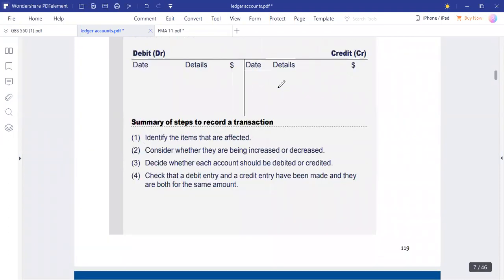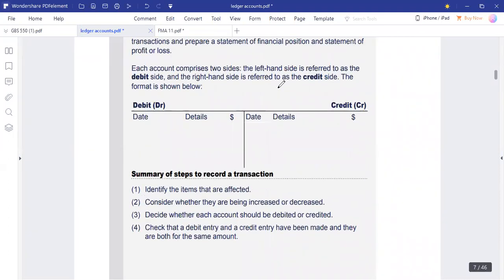So before we go into posting of these accounts, we need to identify what T accounts look like. In layman's language, a T account has the left side and the right side. The left side, we call it the debit. The right side, we call it the credit side. So the principle is as follows. The debit side increases assets. The debit side increases expenses.